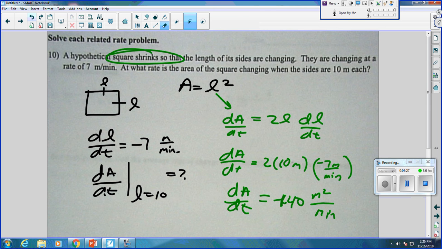This would be a pretty low level related rate. We all agree? But we like the shape ones. We like circle ones. We like triangle ones. We like square ones. The good practice ones. Okay? All right. Keep practicing. Calculus is really fun.